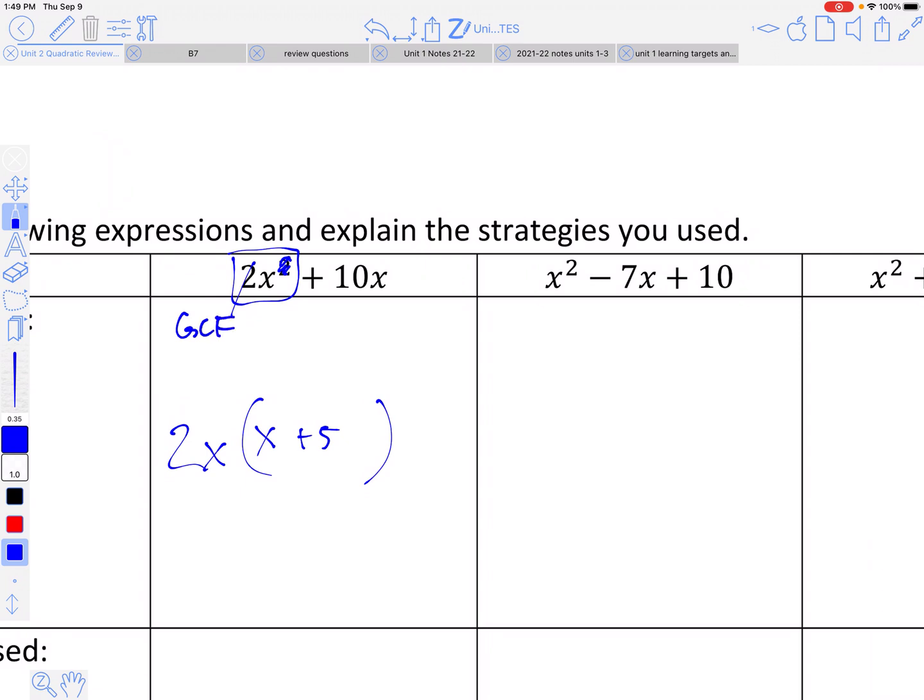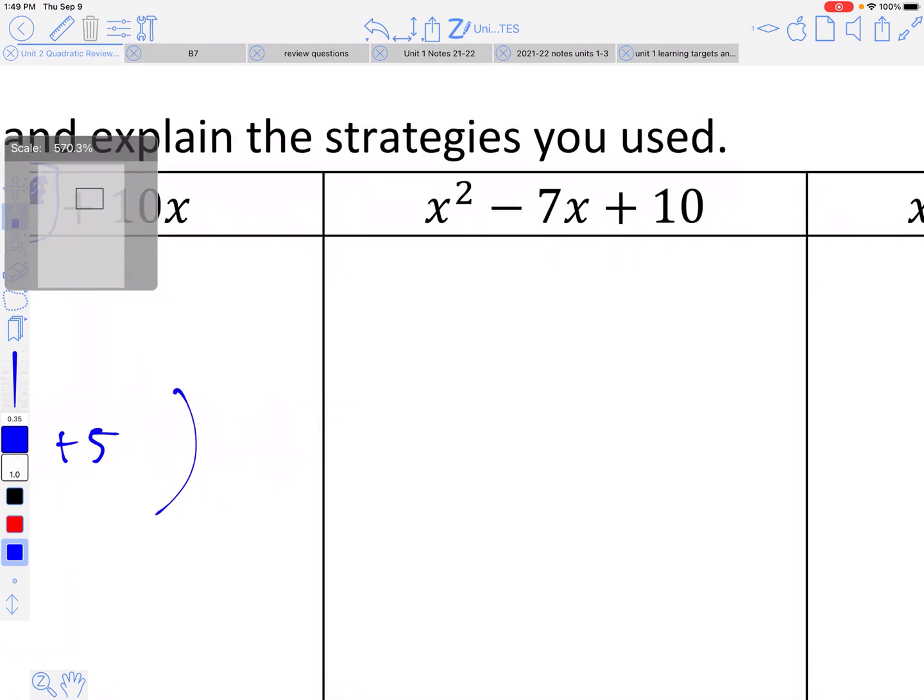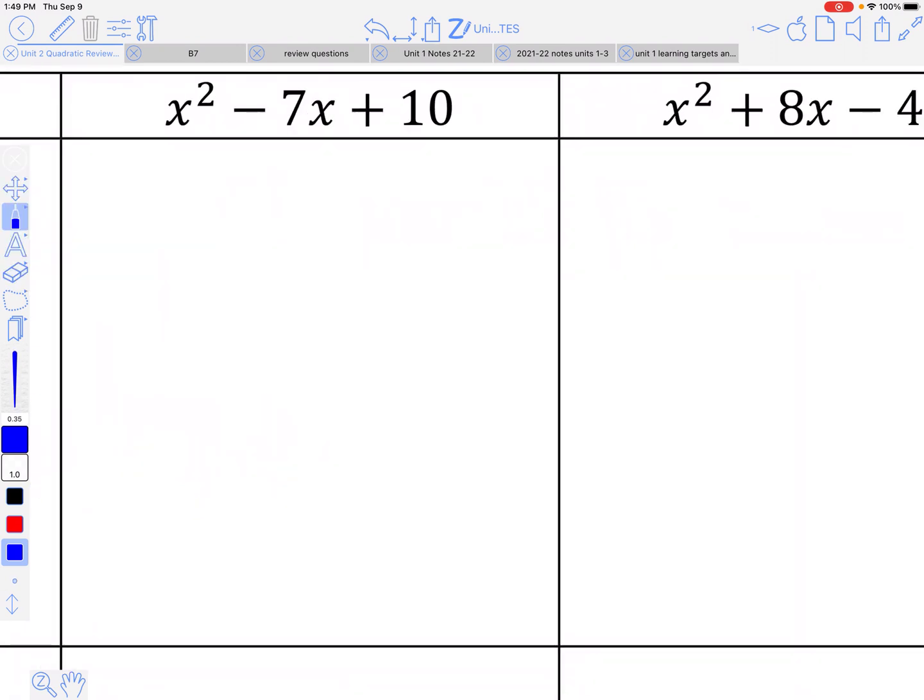But you're going to use it in the next ones as well, so I'm going to go over those. All right, so this one, there's no GCF. They don't all have an x. 7 and 10 don't have any common factors. If we thought about their multiplication, nothing would line up.